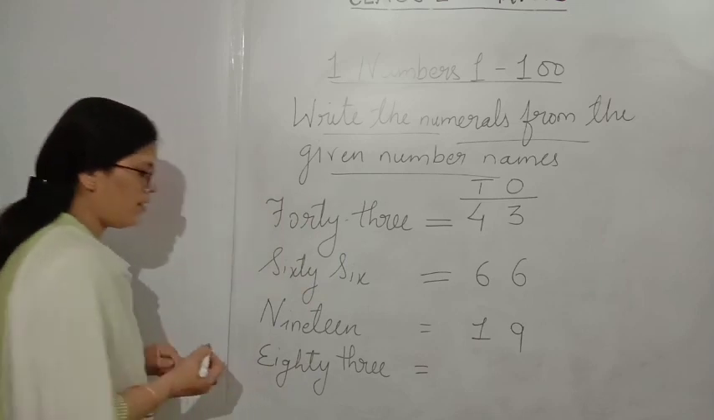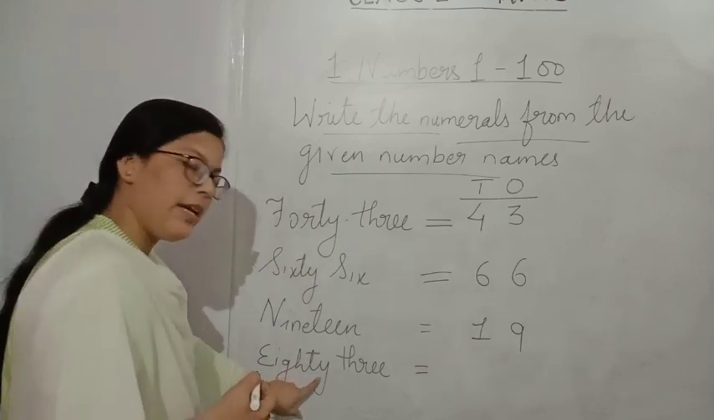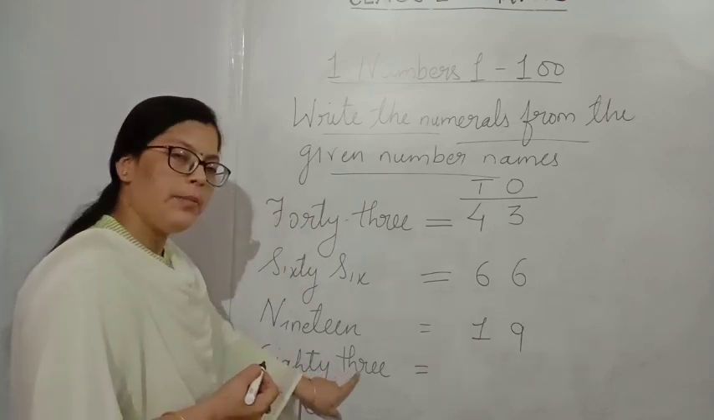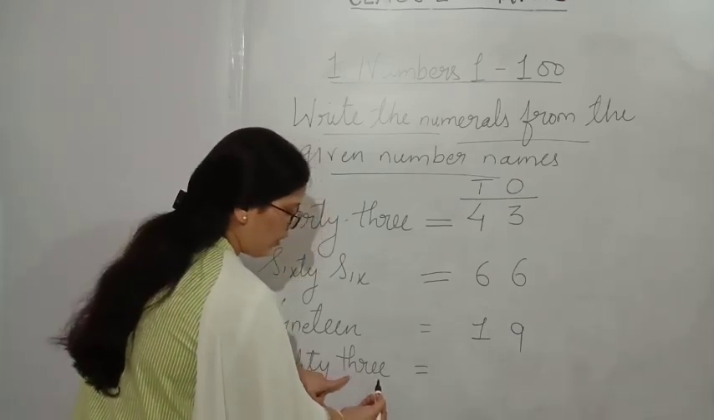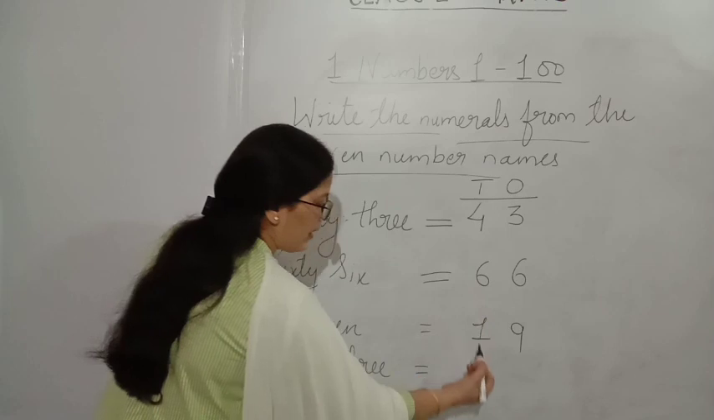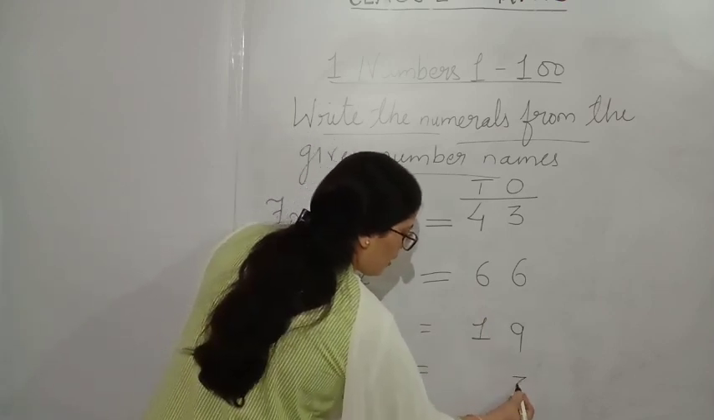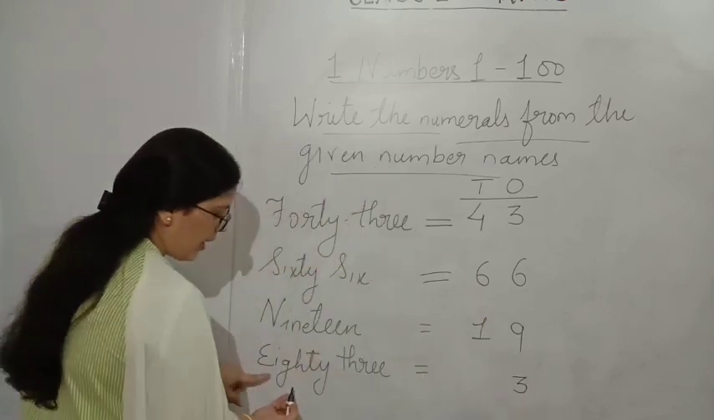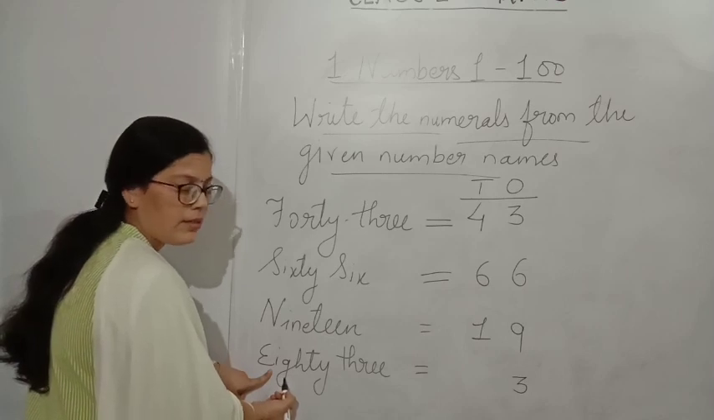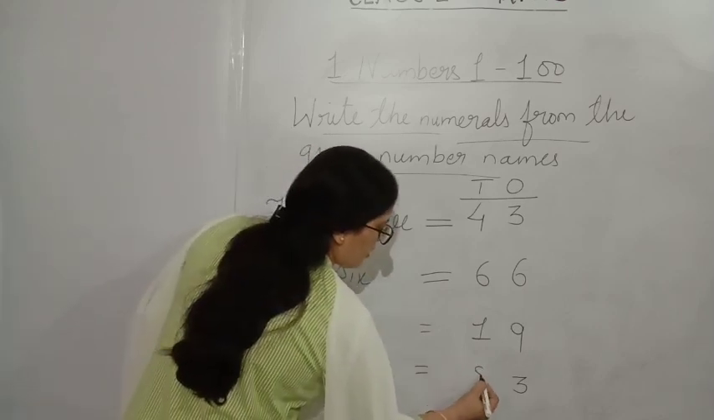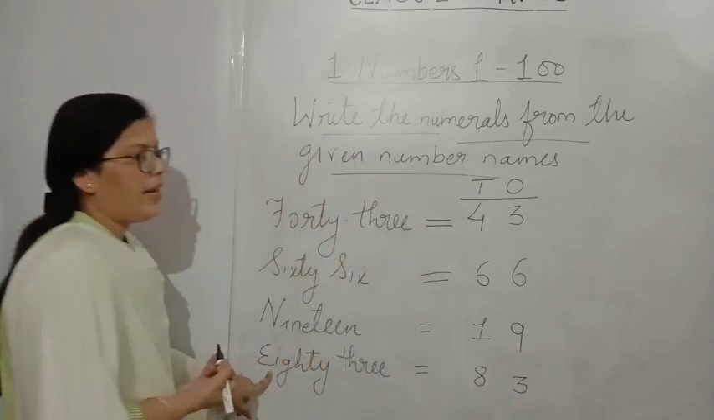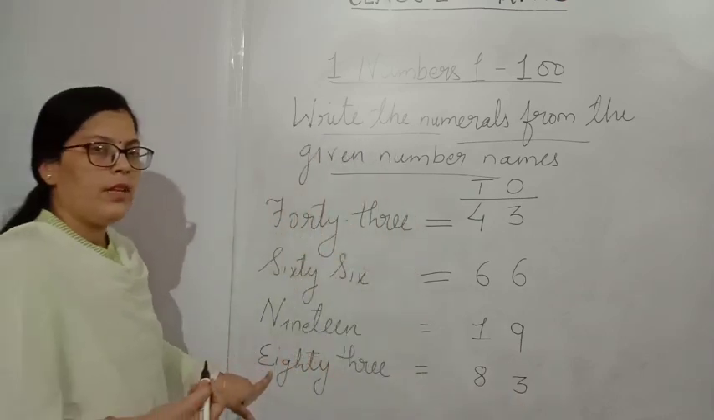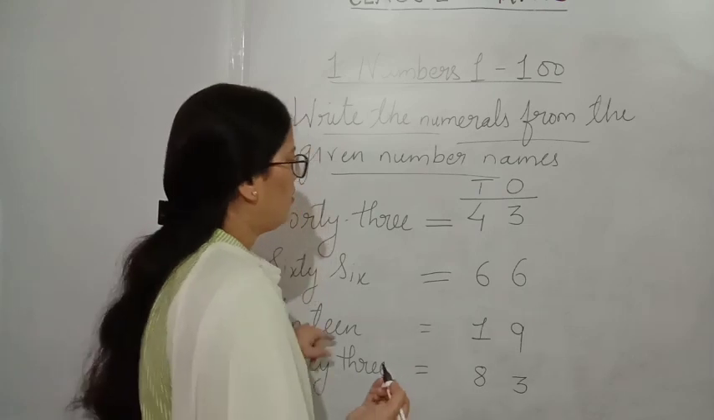Then which number is this? Eighty-three. Okay, so we'll write here 3. 3 is alone, so that means it is 3 ones. We'll write 3 at ones place and eighty. 80 means 8 tens. We'll write 8 at tens place. So the number is 83. Clear all of you? Okay.